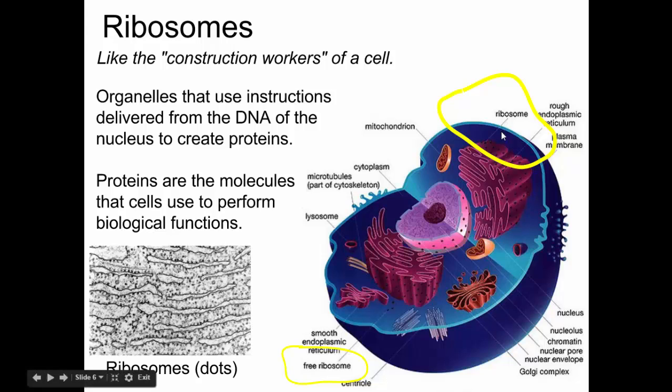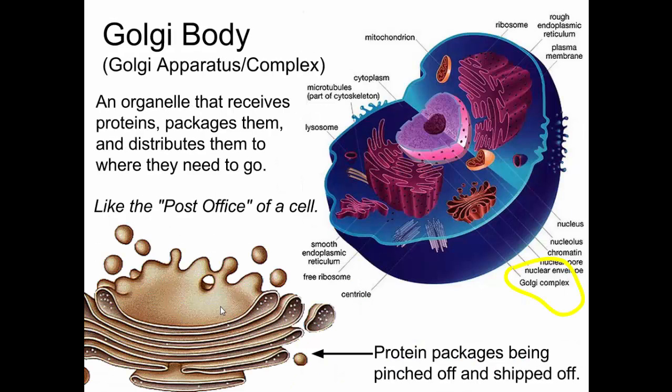The ribosomes are like the construction workers of the cell. Their job is to use the instructions delivered from the DNA of the nucleus to create the proteins. So the ribosomes create the proteins, and then the proteins get sent down the endoplasmic reticulum to other parts of the cell. And proteins are the molecules that the cells use to perform biological functions. All those dots here are ribosomes. They're the ones making those proteins, getting the instructions from the DNA. So you can see how all of these things are working together to make the cell function.